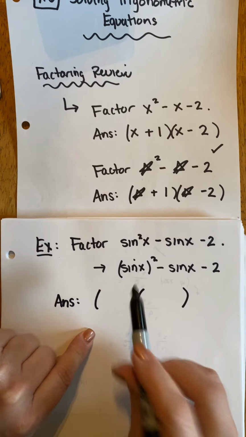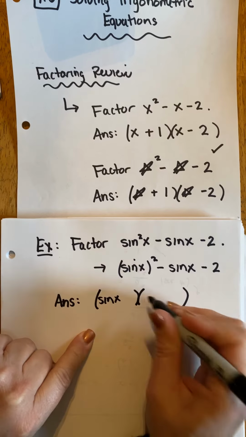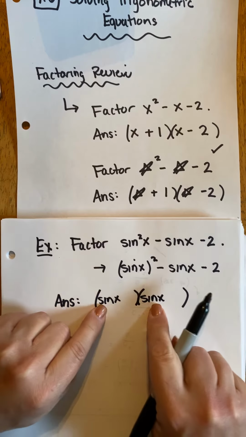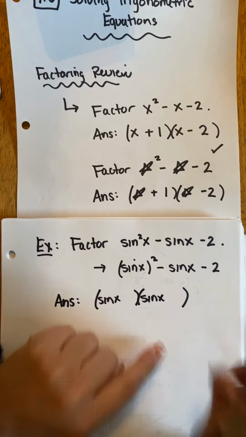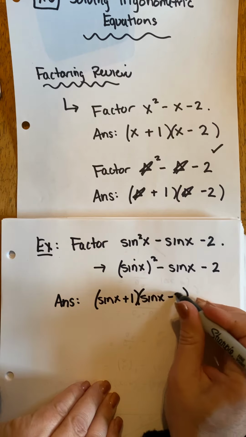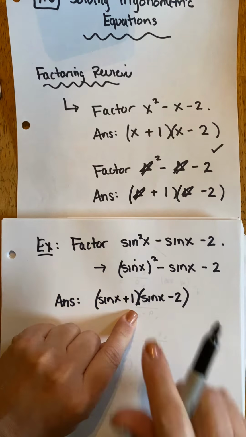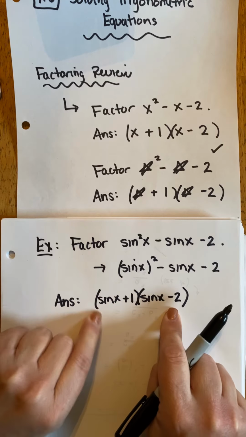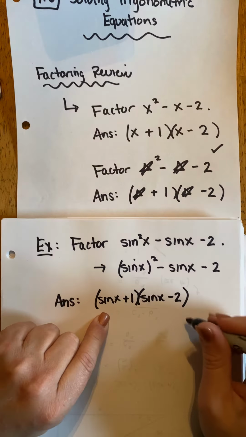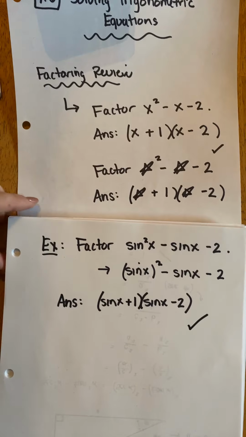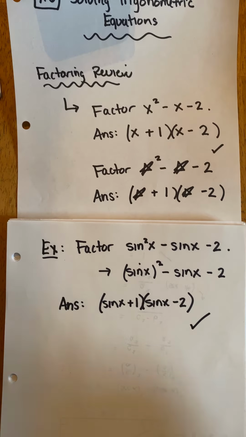So the answer would just simply be, what goes here would be what's being squared, sine and sine. So the product of the firsts would be sine squared, the last, plus 1 minus 2 will give us the -2. Then we have 1 sine in the middle, minus 2 sines on the outside, give us the minus sine x.